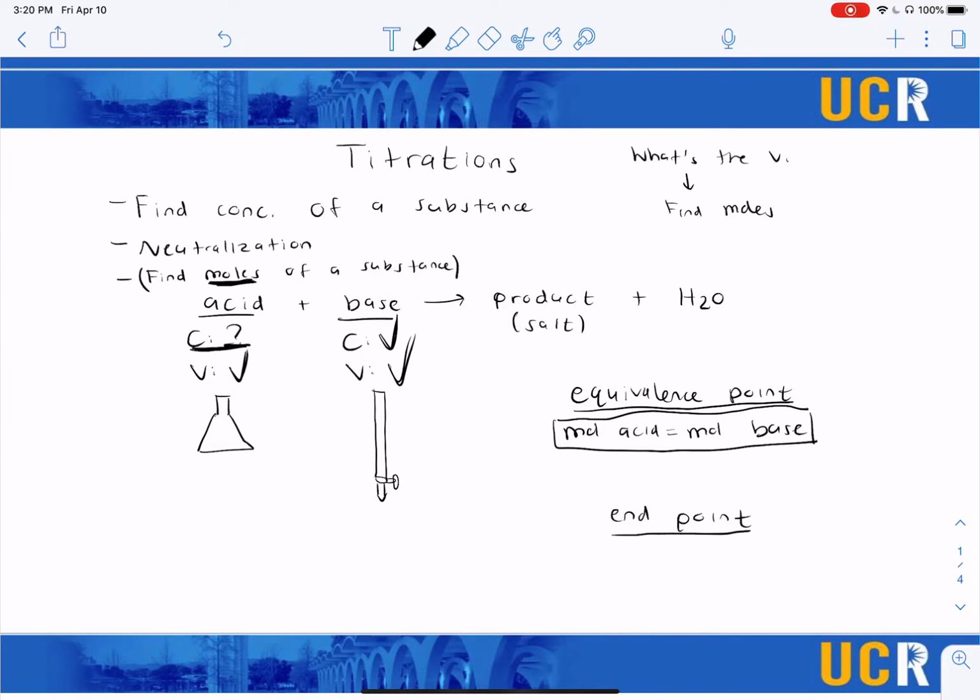And the reason is because right here, you make water, which is neutral. So since your acid and base are both in equal amounts, that means it's going to neutralize out to make water.